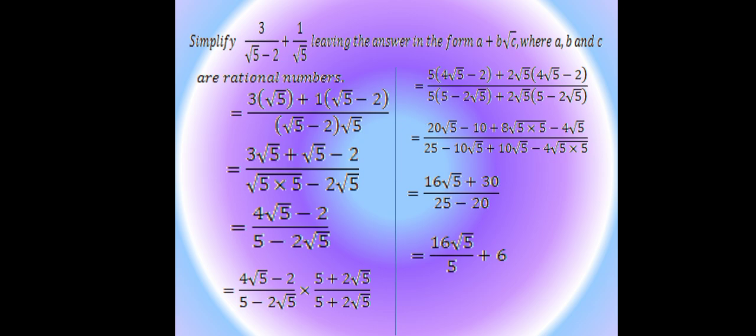Simplify 3 all over the square root of 5 minus 2, plus 1 all over the square root of 5, leaving the answer in the form of a plus b into the square root of c, where a, b, and c are rational numbers. Now, if you simplify, you get 16 over 5 into the square root of 5 plus 6.